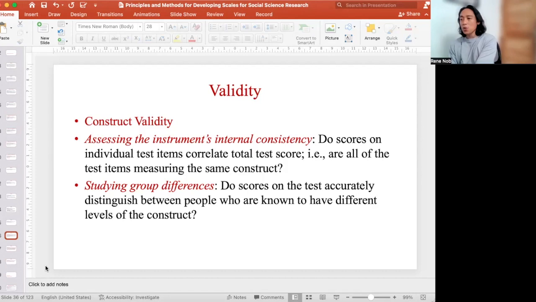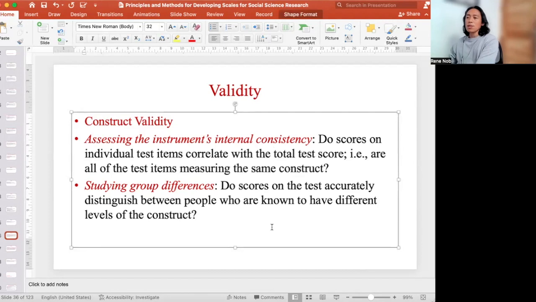So that refers to the question, do scores on individual test items correlate with the total test scores? Are all of the test items measuring the same construct? So that is the first criteria to establish construct validity.